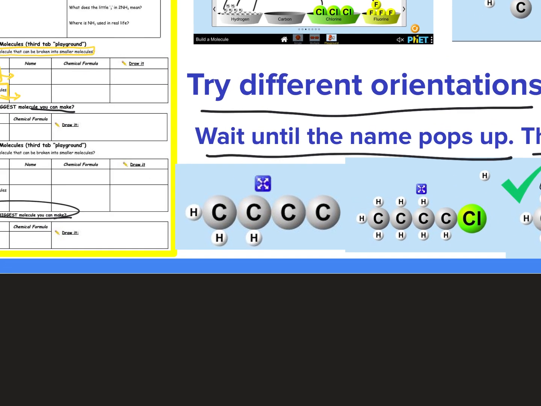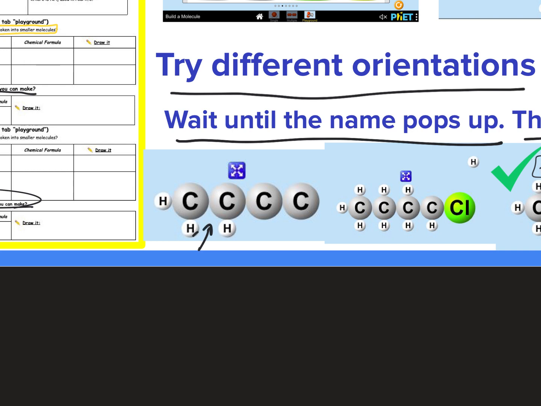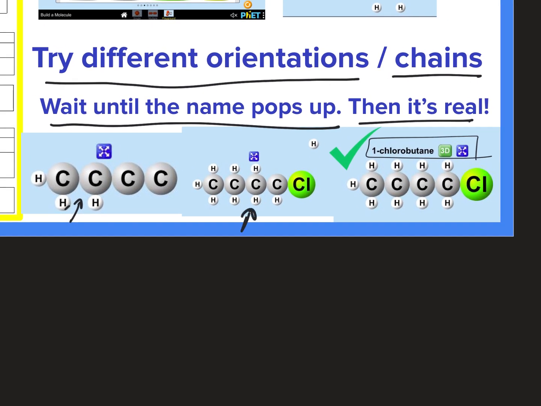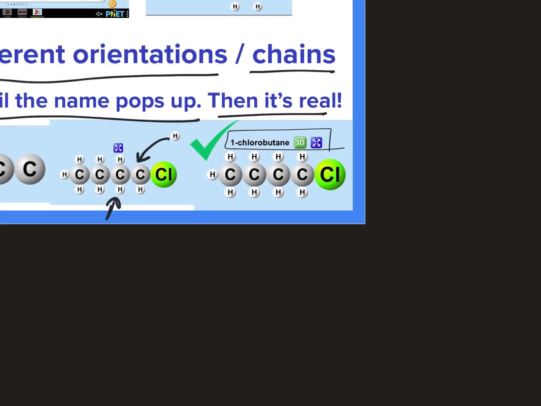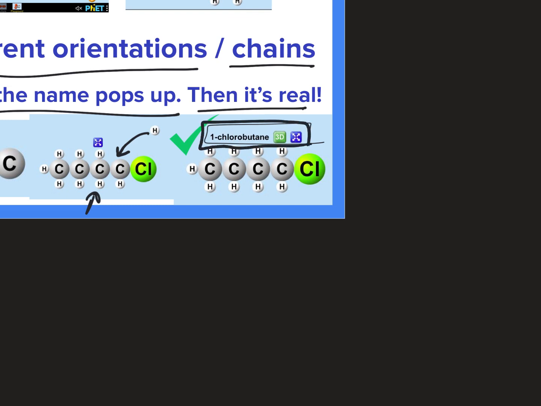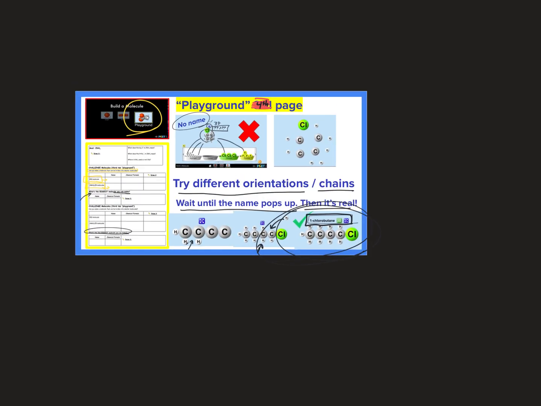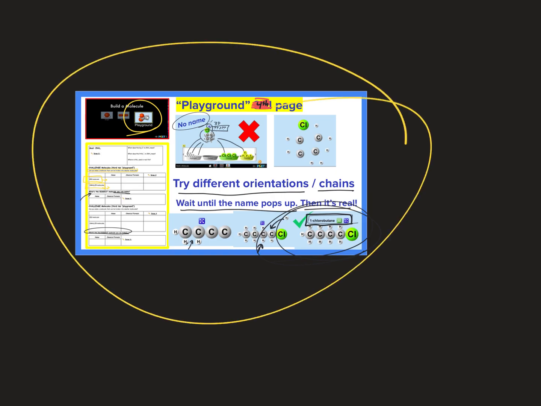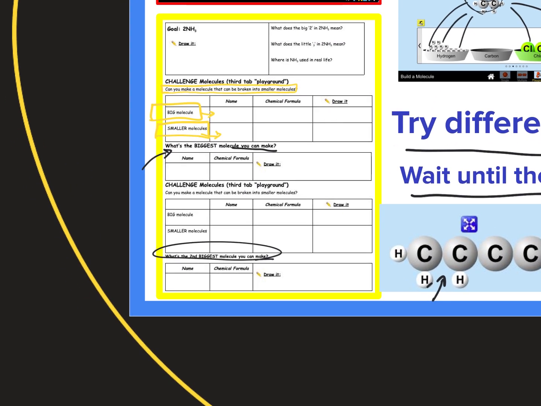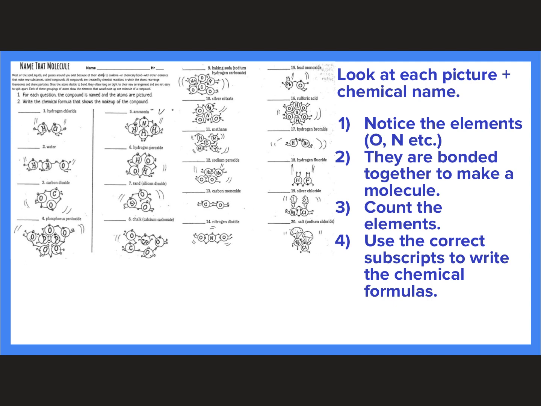Then it's real. So notice I was building this one. I built it, still no name. Then all of a sudden, I added one more hydrogen. So I added that hydrogen, and then all of a sudden, this name showed up. Now it's a molecule. Now it's real. And that's what I could use. After you're done with that whole page, the packet is done, everything's good to go. So think about that, you turn that in.